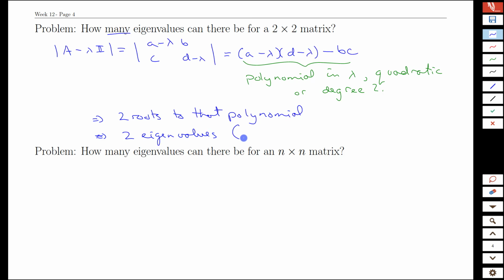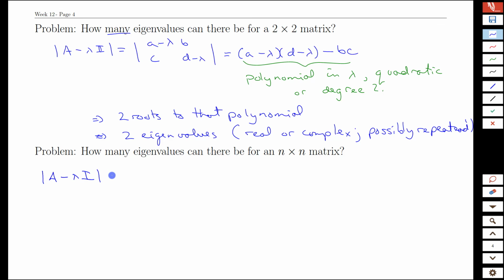Now, it's worth noting, of course, we can get real or complex, and possibly repeated. Remember, if we have a quadratic, we can either have repeated real roots, 2 complex roots, 2 real roots, but at the end of the day, there are 2 numbers that we get back from solving a 2 by 2 equation. Well, the next question is obviously, hey, if we had an n by n matrix, what would we get?